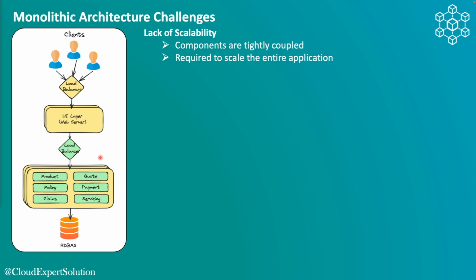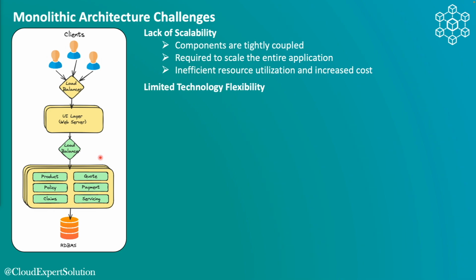Let's assume that maybe you are getting a lot of traffic for the quote module. That means many users are generating quotes, and that is creating a good amount of traffic to your application. Although only the quote module is being used, you won't be able to auto scale only the quote module. You have to auto scale the entire application server, which leads to inefficient resource utilization and increased cost. Then there will be limited technology flexibility.